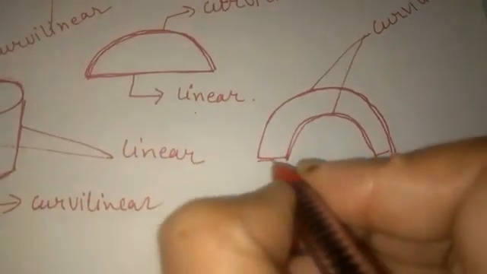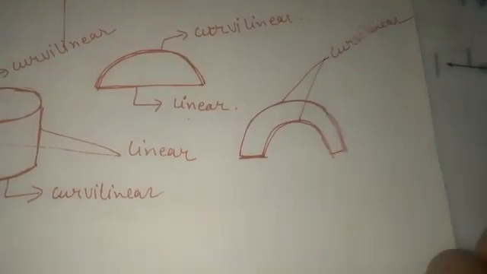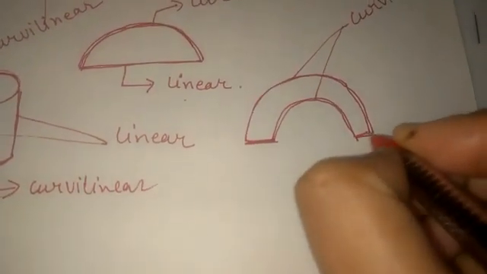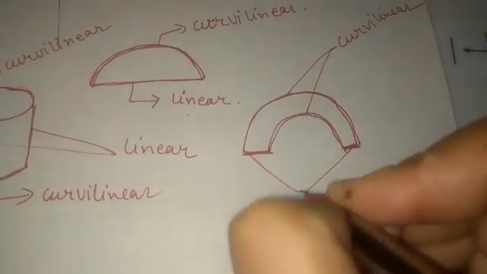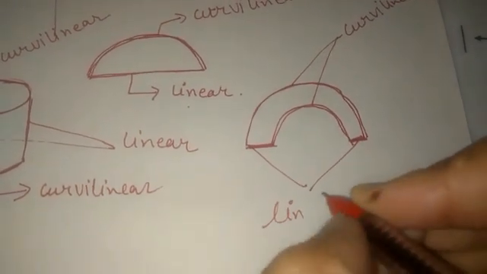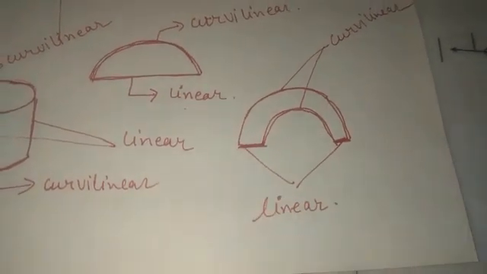But see, this is a straight line, na? This is also a straight line. So that means these two boundaries are known as linear boundaries. I hope you understood it.